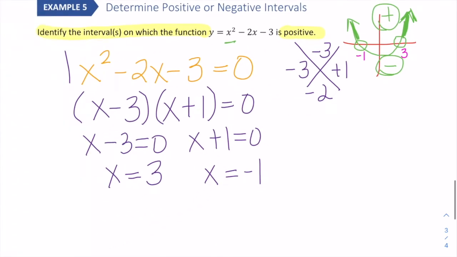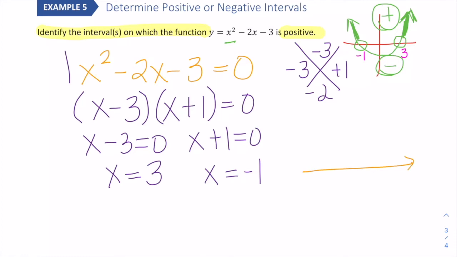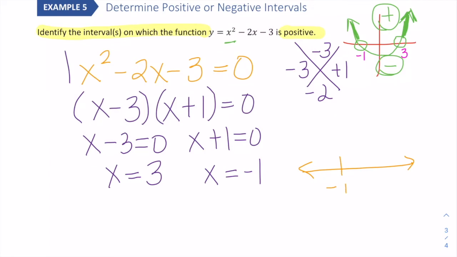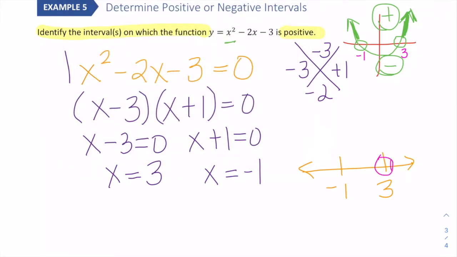But remember, we're not looking for the zeros. We're looking for when will this function be positive? So when it's positive, we know that it'll be to the right of 3. And if we wanted to make sure, we could always plug in a point and say, all right, what do you get when you plug in 4? Well, you get 16 minus 8 minus 3, and that would be 5, and that's positive.